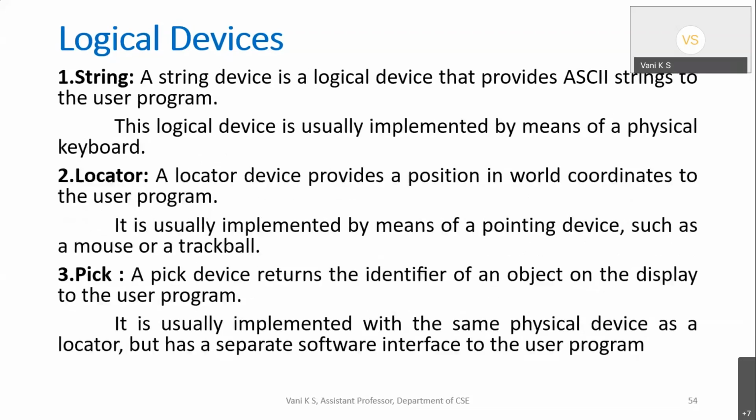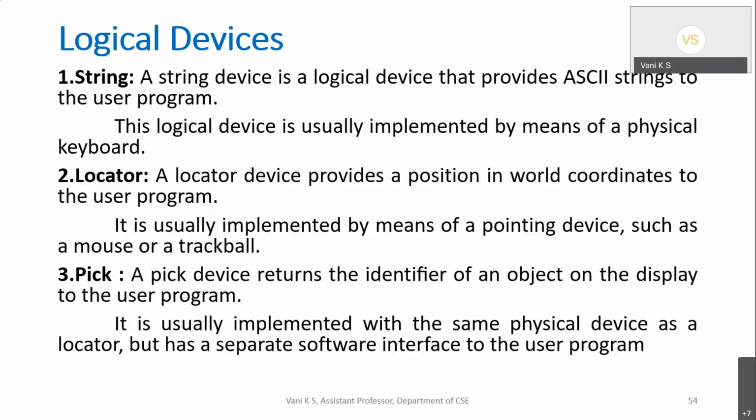String is the way in which string inputs, ASCII strings, are given to the user program. So for example, it is the keyboard. Whenever you type, what is given from the keyboard is a logical input. That's an ASCII string, which is given to the user program or the graphical applications. So that we call string. And normally this logical device is implemented through the keyboard only.